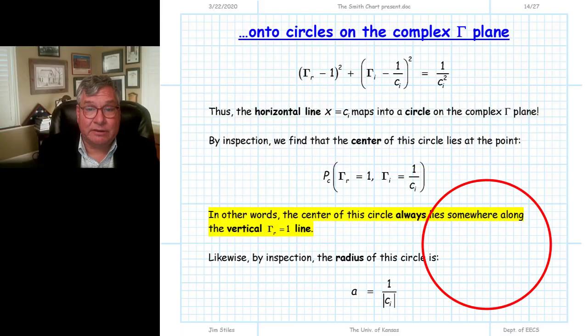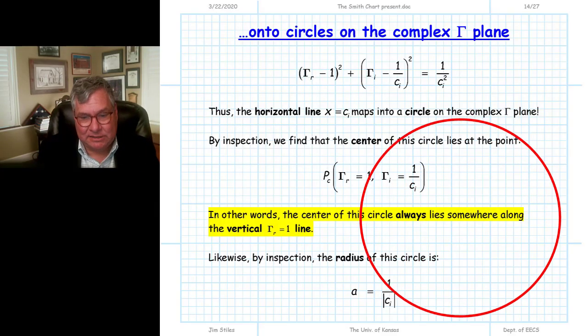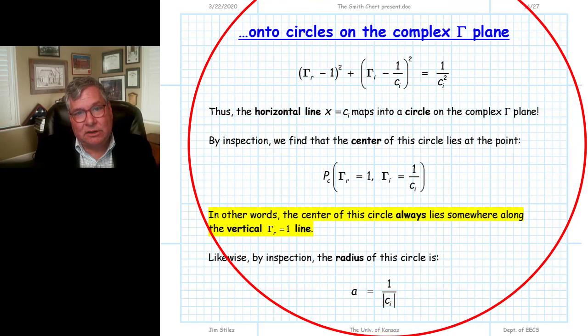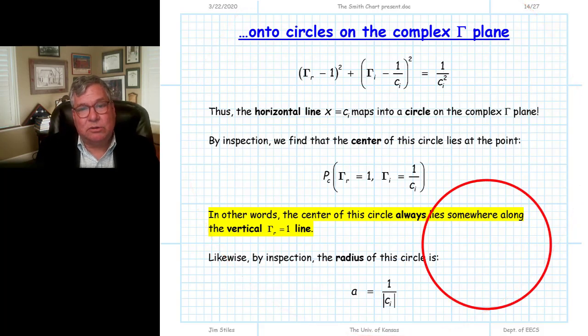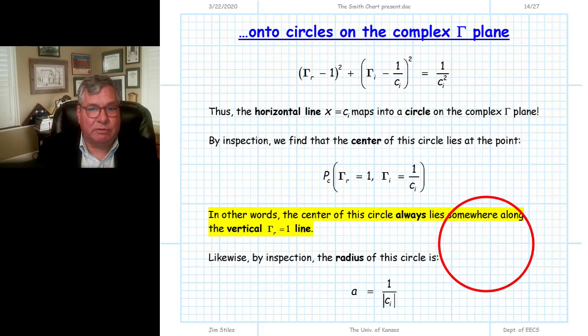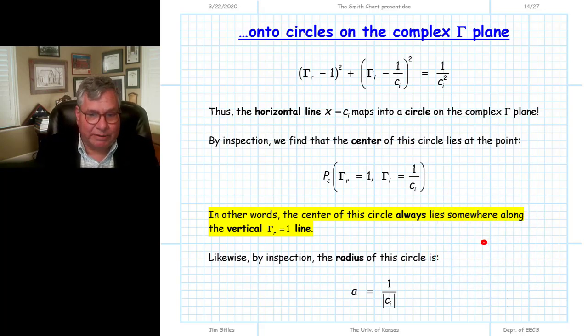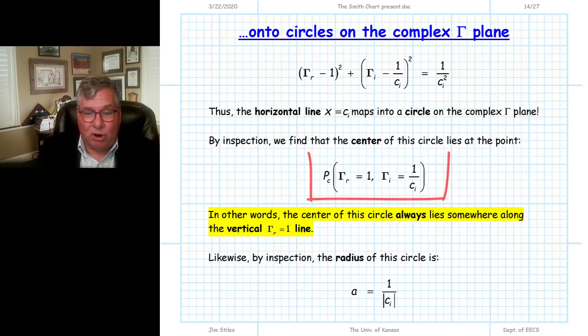We see here that the radius could go to infinity, an infinite size circle, when Ci goes to 0. Conversely, as the magnitude of Ci goes toward infinity, we find that the radius will collapse to 0, and our circle will become a single point. Where will that point be if Ci goes to infinity? Well, when we look at the center, we see that that point will be at a value of gamma r equal to 1 and a value of gamma i equal to 0. Think about where that is on the complex gamma plane.